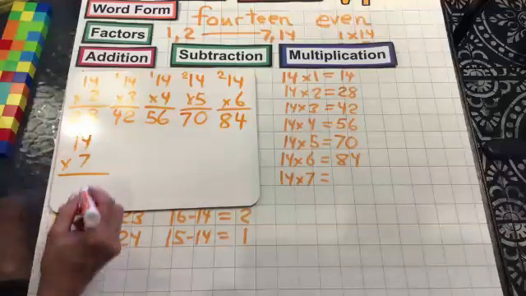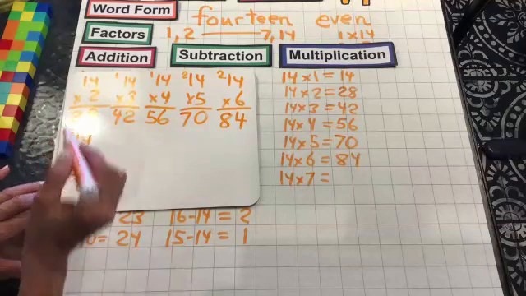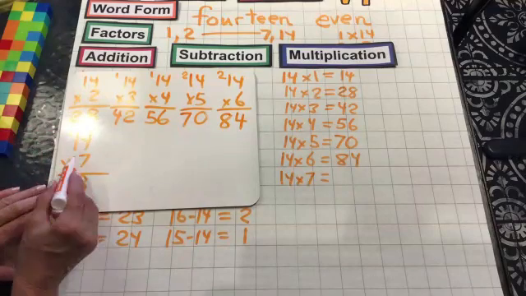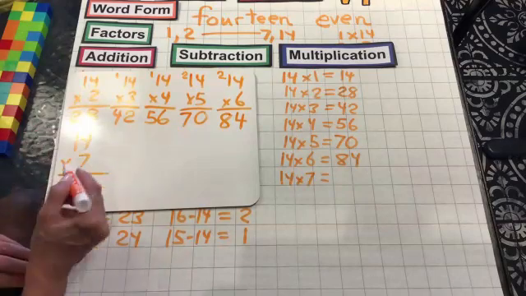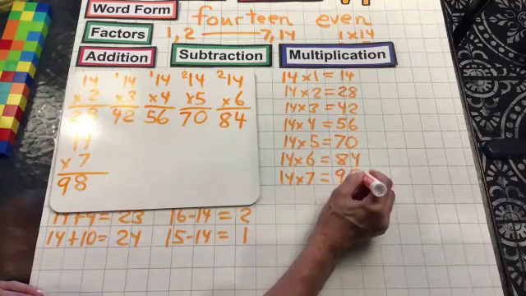7 times 4 is 28. You drop the 8, you carry the 2. Now, one way you could do this is looking back at 4 times 7. So you can go back to your number workout 4 and find what 4 times 7 is, or you might even have a chart, a multiplication chart. Then 7 times 1 is 7, plus 2 is 9. So 7 14s is 98.